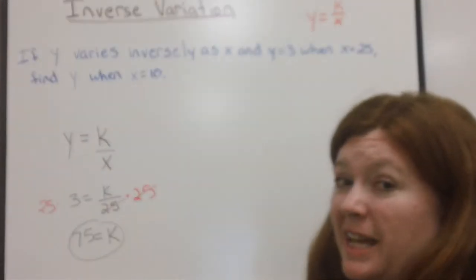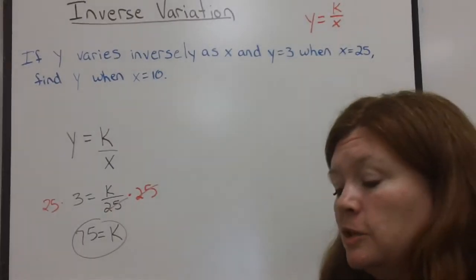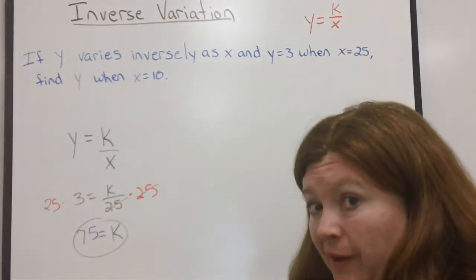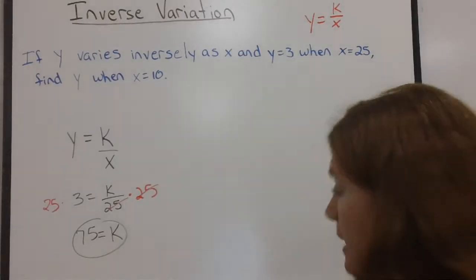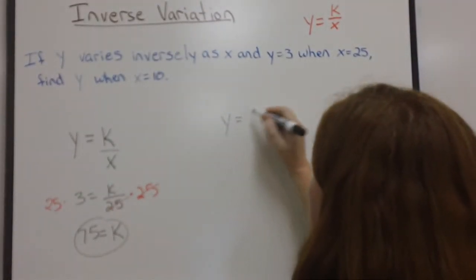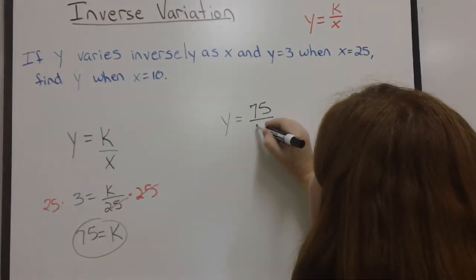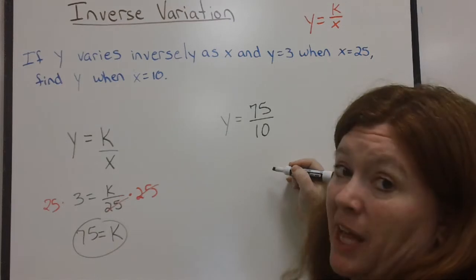But I'm not done yet, because that's not the question. The question did not say find k. The question says find y when x is 10. So I'm going to plug in the k, which is 75, and I'm going to plug in the 10 for x, and let's see what happens. Y equals k, which is 75, over x, which is 10, and I divide.